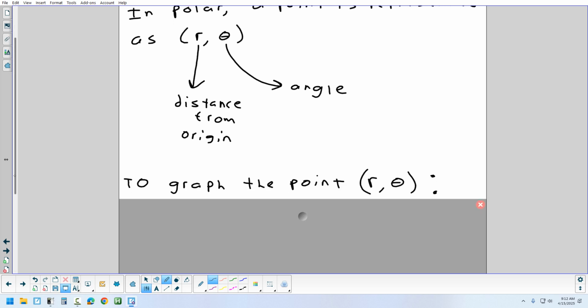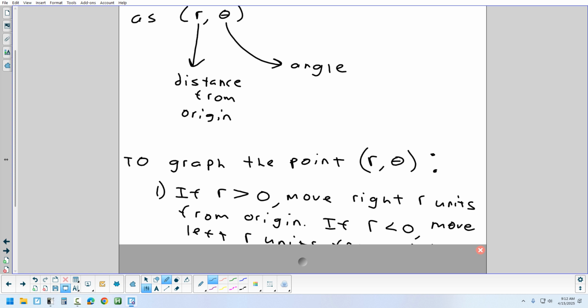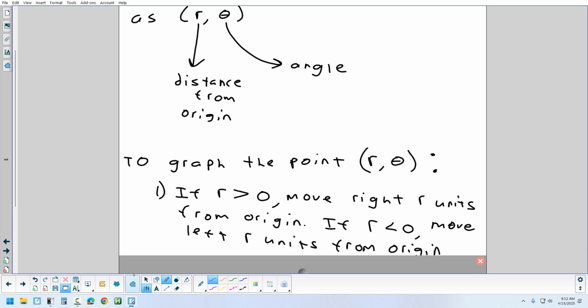In order to graph a point in polar, the r is pretty similar to x. R basically tells you to either move left or right, starting from the pole. If r is positive, you're going to move from the origin to the right. If r is negative, you're going to move to the left.